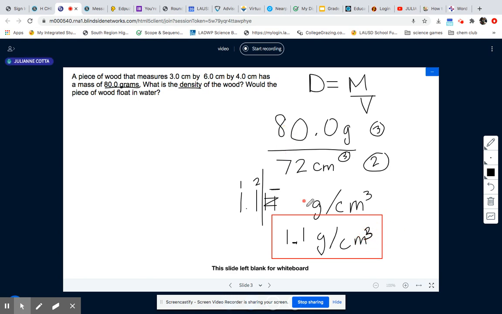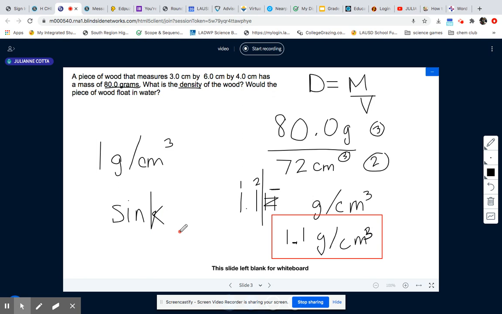Would the piece of wood float in water? Well, I know the density of this wood is 1.1 grams per centimeters cubed, and I also know the density of water is just 1 gram per centimeter cubed. This density right here is more dense than water. So if this substance is more dense than water, this piece of wood is going to sink. And there are types of wood that sink. Not all wood floats.